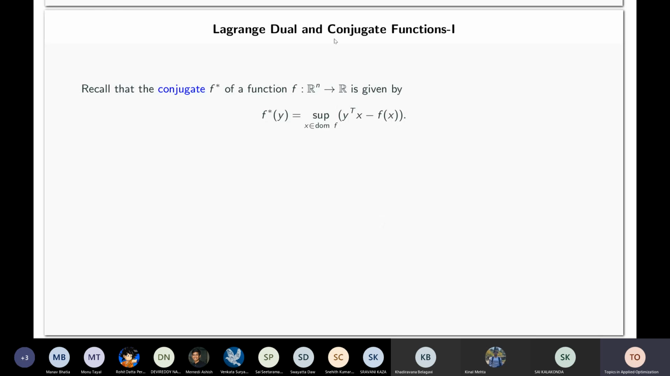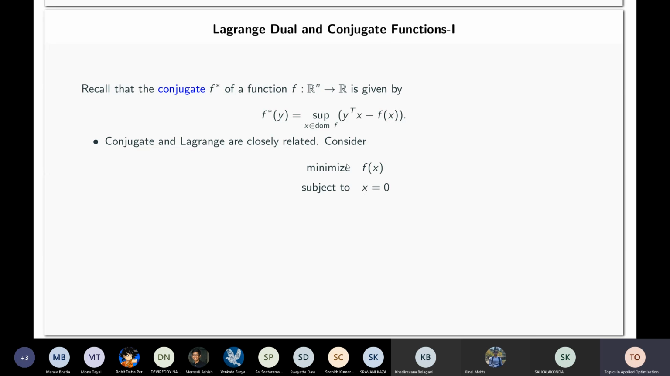Okay, there is a connection. At some point we studied conjugate functions, right? So conjugate functions were defined to be like this, if you can recall. For a given function f(x), the conjugate is defined like this. Now there is a relationship between the Lagrange dual and the conjugate function. That is what I'm going to explain now. They are closely related.